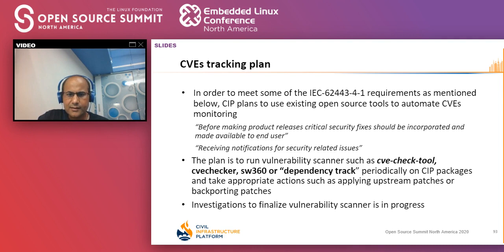And before that, these are the requirements from 4-1, where CVEs will help us achieve these requirements. Like before making a product release, critical security fixes should be incorporated, and notifications for security related issues should be made available to end users. As per our understanding, these requirements can be met by CVEs, because in open source projects we don't have anything proprietary, and the rest will probably go to the end product owner. So this is the generic way of achieving this requirement. However, as mentioned earlier, we will discuss this with the certification body and see whether this can be used to meet the requirement.